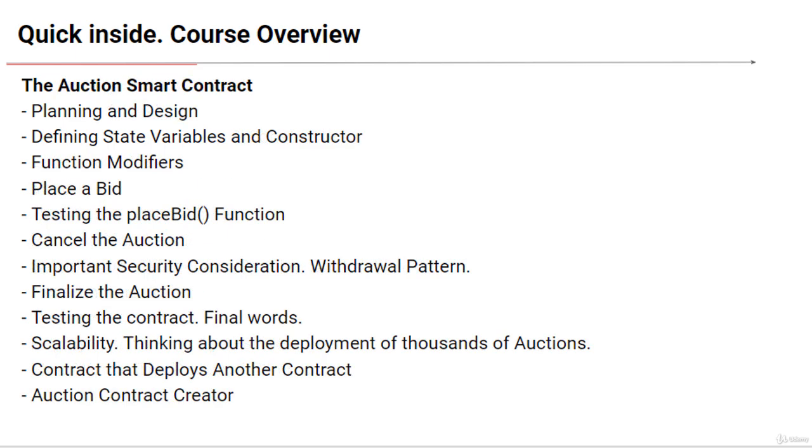In the following section, we'll start planning and developing a smart contract for a decentralized auction, something similar to eBay. I'll show you what the main components of such a smart contract are and how to put all the pieces together. We'll also discuss scalability and how to deploy thousands of auction contracts. You'll also find out how to develop a creator smart contract that deploys other contracts.